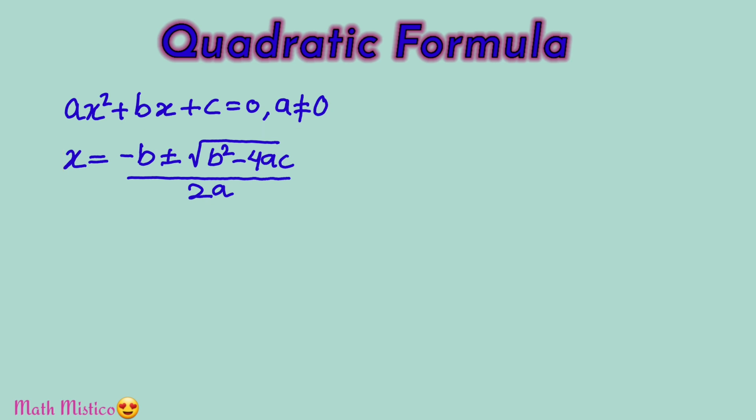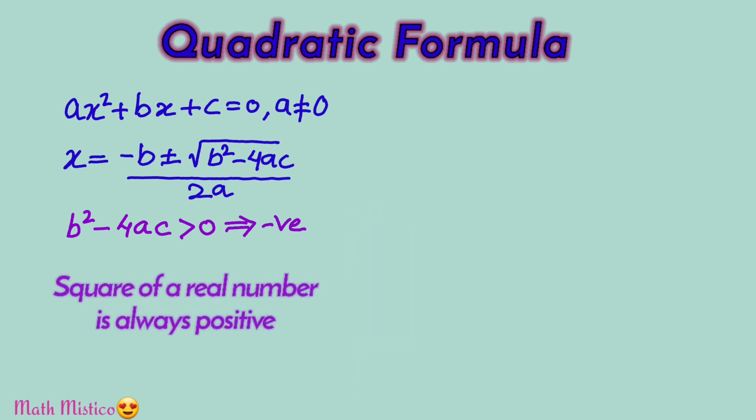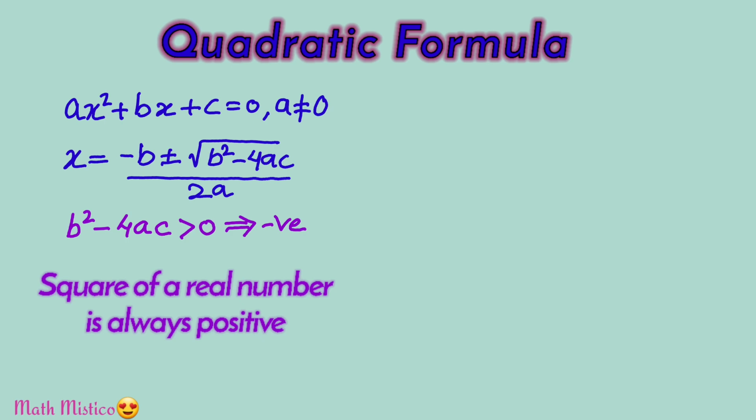Consider this expression, the square root of b² - 4ac. If b² - 4ac is less than 0, it means it is a negative number. So what can be the square root of this number? Is there any real number whose square is negative? You must have heard many times that a square is always positive. This means the square root will not be a real number.